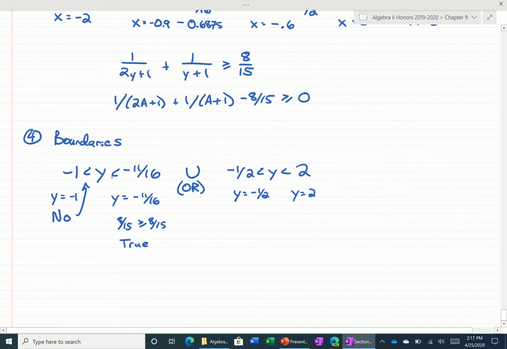So I'm going to make this an or equal to sign. Negative 1/2 would make our denominator equal to 0, so that's no. That sign's going to stay the way it is. And if you were to plug in 2, 2 would give you an answer, 8 over 15 is greater than or equal to 8 over 15, so that's true. So I'm going to make that an or equal to sign also.